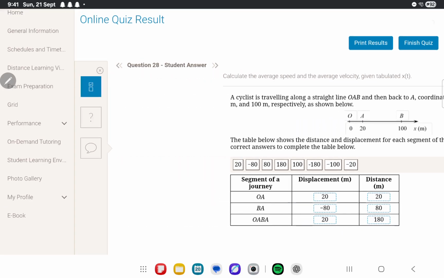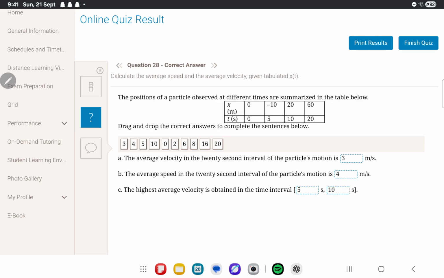Question 28. You have this table, and they want the average velocity in a 20-second interval. So 20 seconds is what's given. They mean throughout this 20-second interval, from the start to the finish. So 20 minus 0, and 60 minus 0 leaves you 60 over 20, which is 3 meters per second.